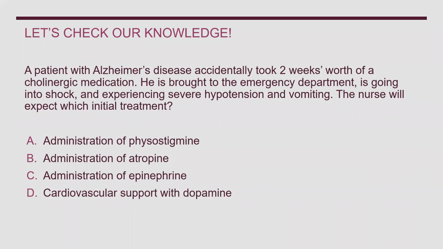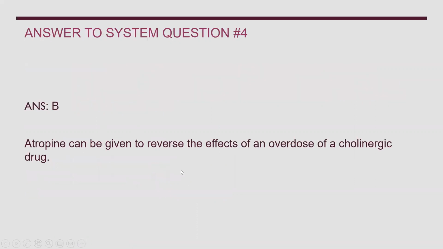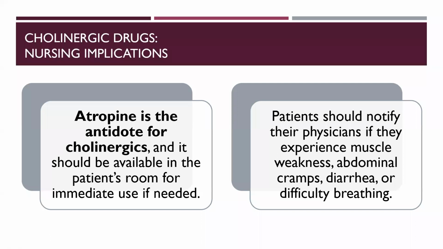A patient with Alzheimer's disease accidentally took 2 weeks worth of cholinergic medication. He is brought to the emergency department and is going into shock and experiencing severe hypotension and vomiting. The nurse will expect which initial treatment? B, yes, it's atropine, because remember, atropine is basically our antidote for these cholinergic drugs. If I'm noticing the severe hypotension, I'm going to try atropine first. And if that doesn't work, then I'm probably going to go to epinephrine.